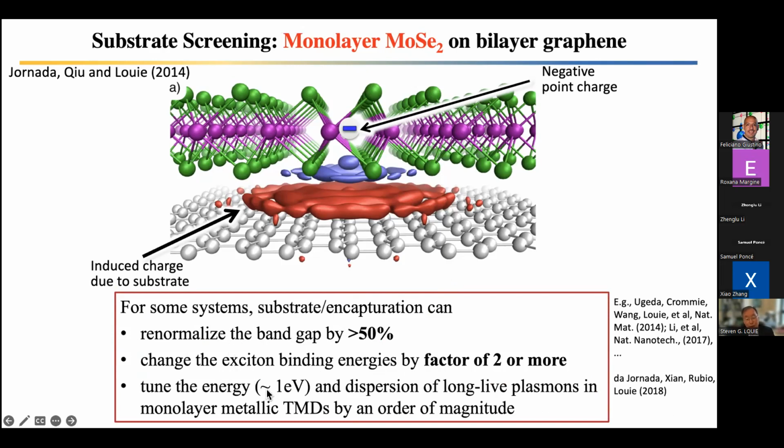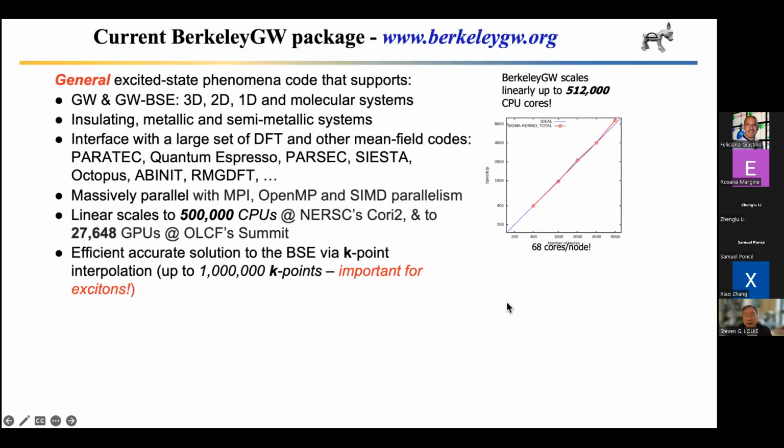And it can also modify the property of other excitations in the material. For example, for metallic transition metal dichalcogenide systems, you have long-lived plasmons, and the energy of those plasmons can be changed by an order of magnitude depending on what substrate the system is on. So this kind of example I gave you can now be calculated through the BerkeleyGW package.